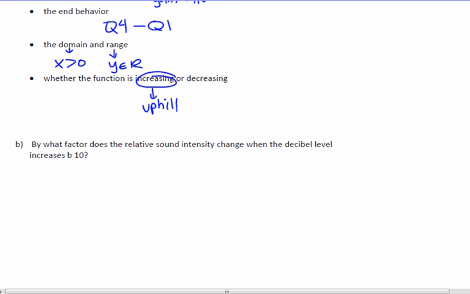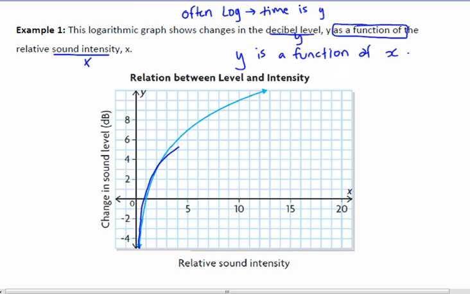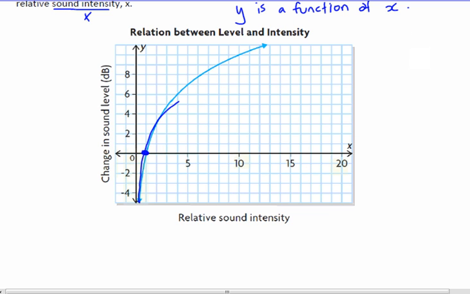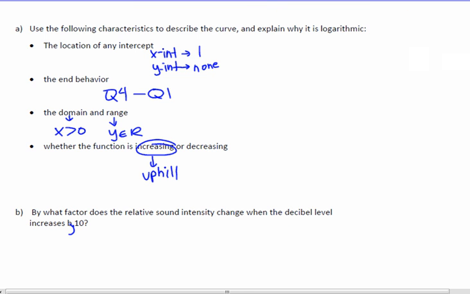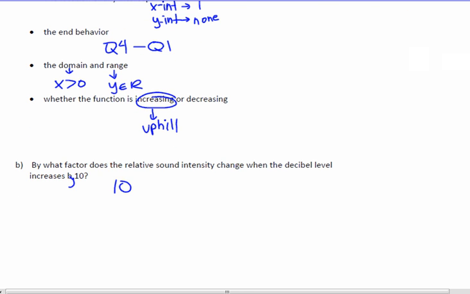Okay. By what factor does the relative sound intensity change when the decibel level increases by 10? So looking at this graph, this is its intensity. So if you're looking at the beginning, if this is 0 decibels, right? When is it 10 times the amount? Well, when our decibels increase by how much? 10, right? So when it's 10 times, our decibel is going to be 10 more. So 10 in this case.